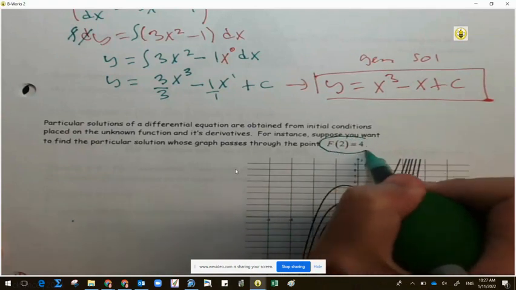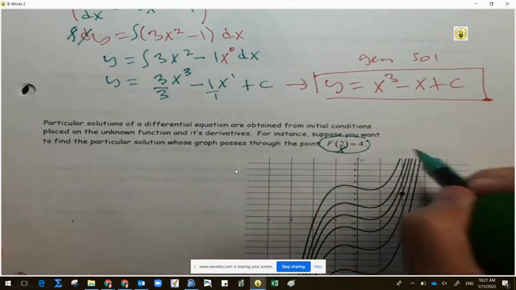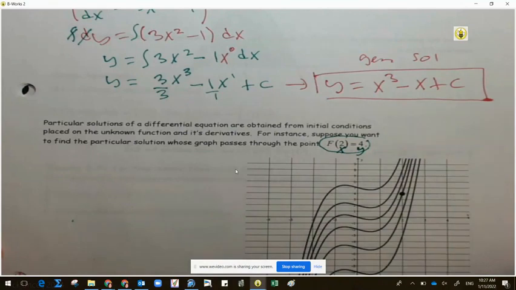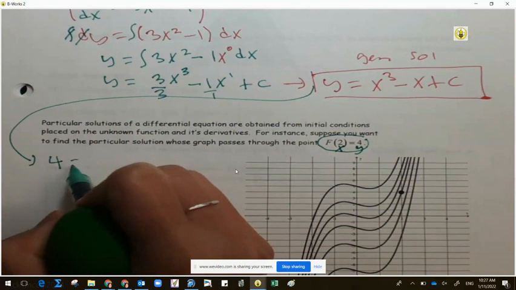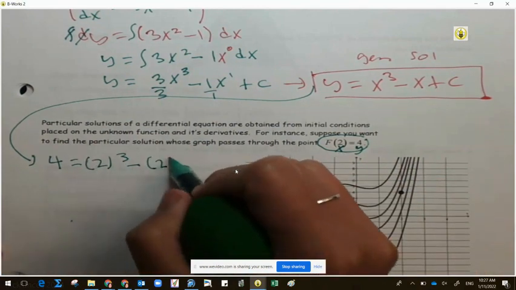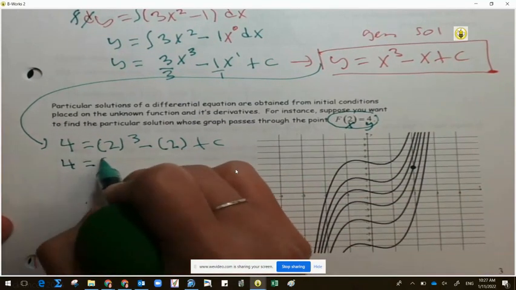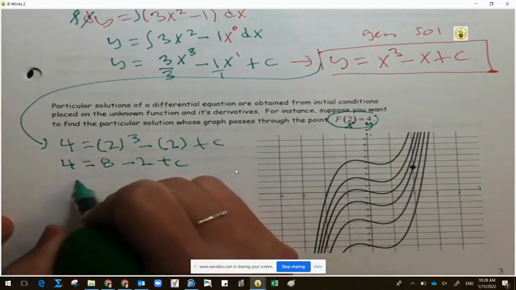So let's actually plug this one in. The 2 is going to be replaced with the, or it's going to go into the x. What letter is 4 going to replace? The y. So I'm going to rewrite this guy right here. So y is 4 is equal to, my x is 2, cubed minus 2, plus the c. So now that we have one variable, since x and y are known, we can solve for the c value. So 4 is equal to 8 minus 2 plus c. So how many is my C then?